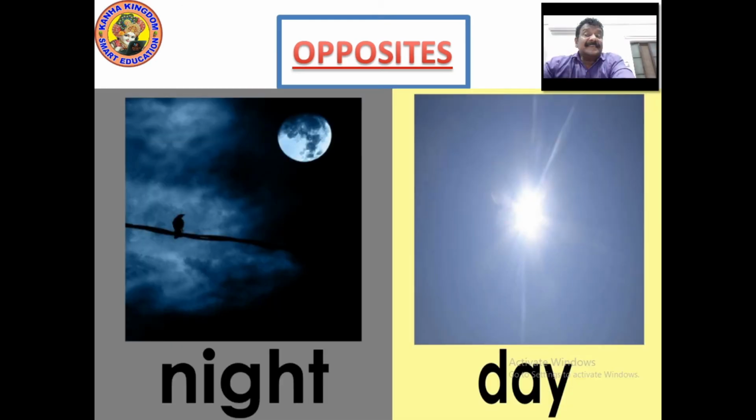Now you can see the opposites. Night. What is the opposite of night? Day. Whenever the day comes, it ends. What comes at that time? Night comes. Whenever night is there, after sleeping we get up. What does it become? It becomes day. So opposite of night is day. Opposite of day is what? Night. Yes, please write it down.